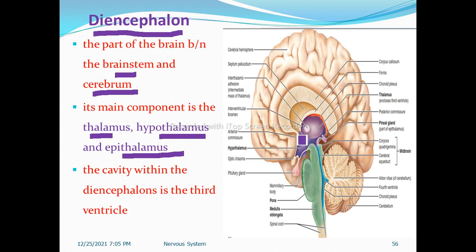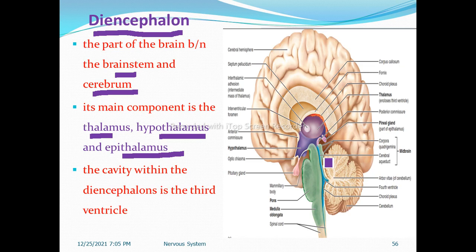This is known as anterior commissure. This is optic chiasma. This is pituitary gland. So this is mammillary body. This is pons. This is medulla oblongata. This is spinal cord. This is cerebrum. This is choroid plexus, which is produced by ependymal cells. This is fourth ventricle. This is arbor vitae. This is cerebral aqueduct, which is found in the midbrain.